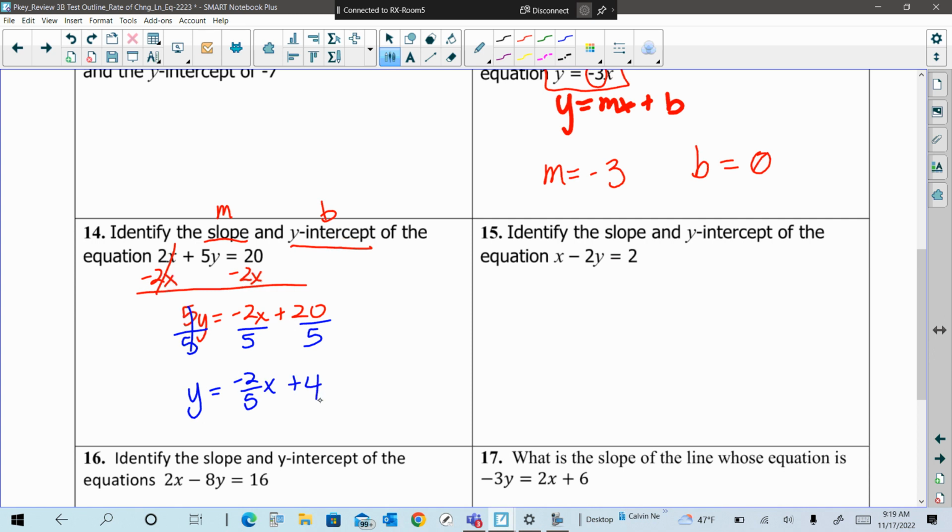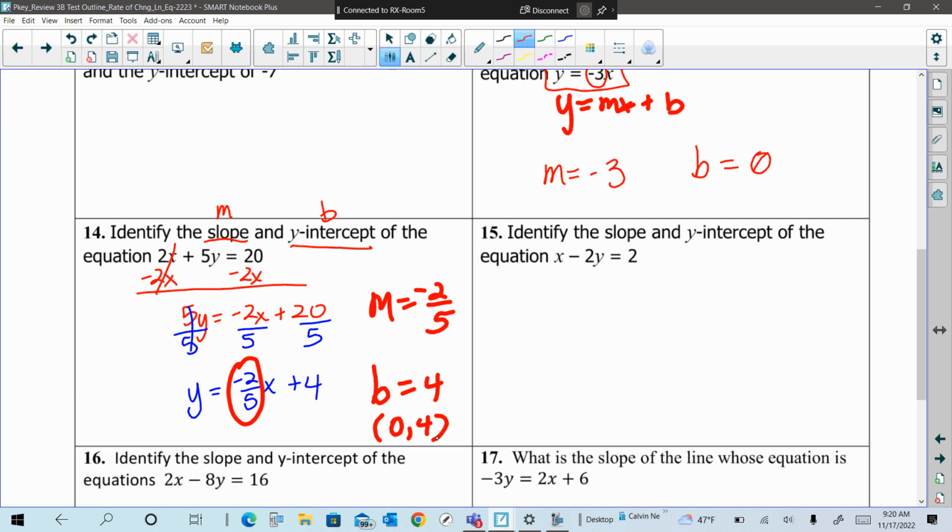So from that, what is our slope? M equals -2/5. We just circle what's in front of the x, -2/5. And what's our B? B is 4. Remember, this represents a point on the graph, so this point would be (0, 4). That represents the point on the y-axis.